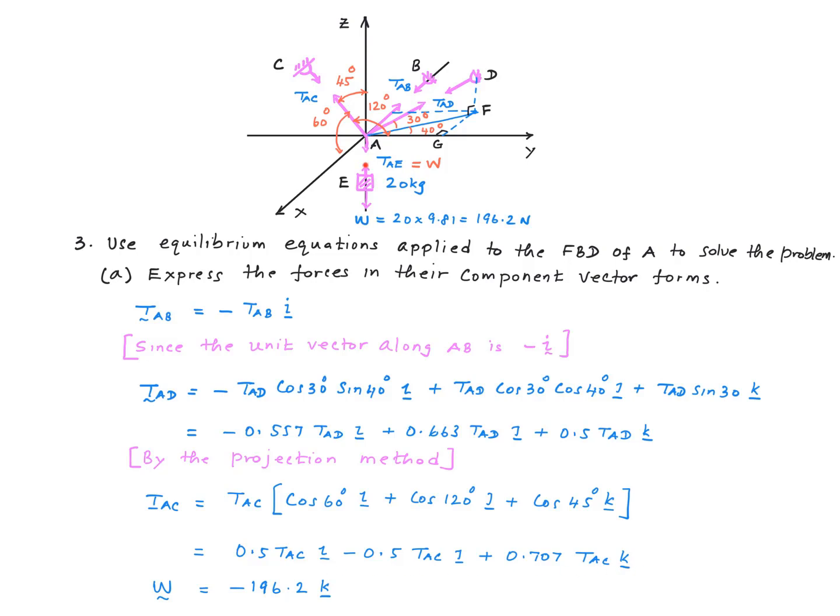We also want to put this tension, which is equal to the weight, in its vector form, so that will be 196.2 k with the minus sign in front of that. The mass is 20 kilogram and therefore the weight is 20 times 9.81 Newton, so that will be 196.2 Newton. The direction is vertically down and therefore I have a negative sign in front of this. So that's it. We have expressed all four of the forces acting on the free body diagram of particle A in their component vector forms.